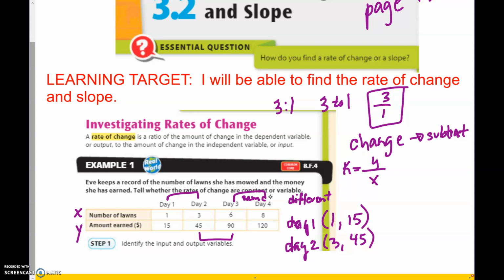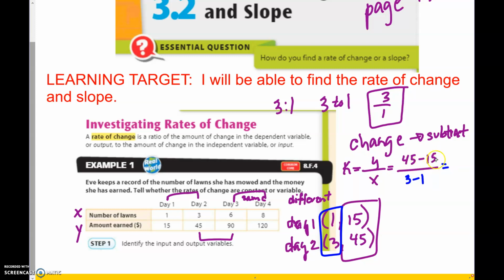All right, so to find the change, what we're going to do is we're going to take the change in the Y values. So our y values here are 15 and 45. So we're going to do 45 minus 15. And then on the bottom, we're going to put our x values. Now I did 45 minus 15, so I have to do the other numbers in the same order. So I have to go bottom to top. So I have to do 3 minus 1.